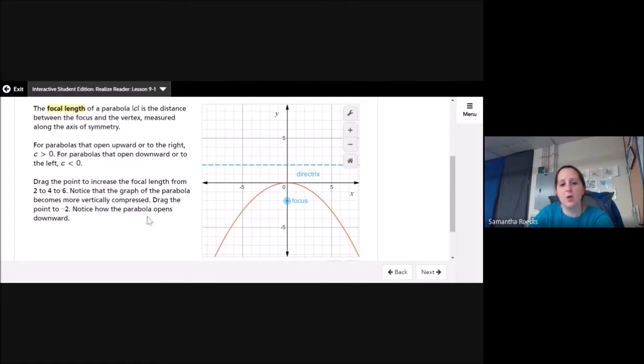So this can actually tell me if it opens upward or downward. If my focus has a negative value, then I'm opening downwards.